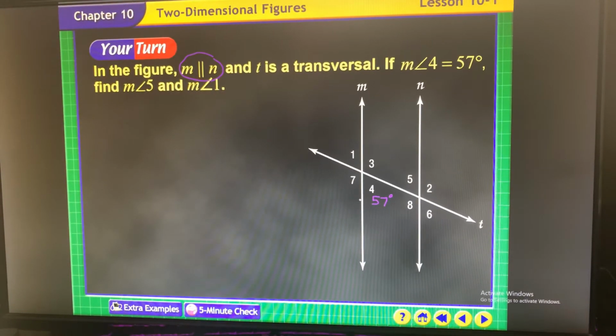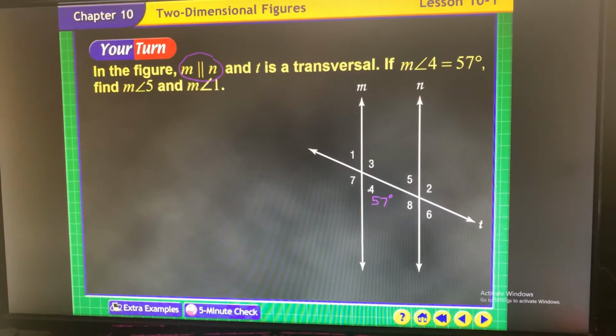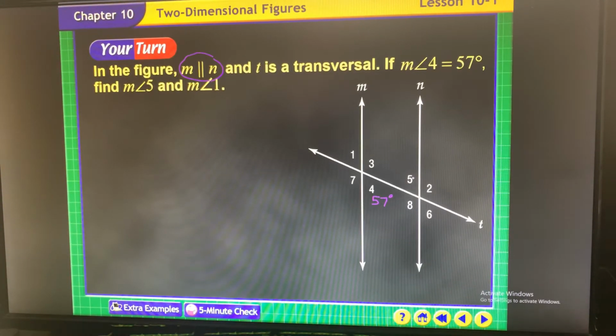So if you were in class, I would say to you, who else is 57 degrees? I would hope that you could tell me that angle 1 is, because they're vertical to each other. That angle 5 is because they're alternate interior to each other. And if you know 5, you know 6 because they're vertical. So how do you get the other angles?